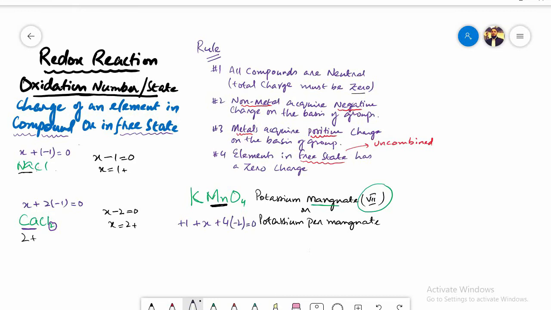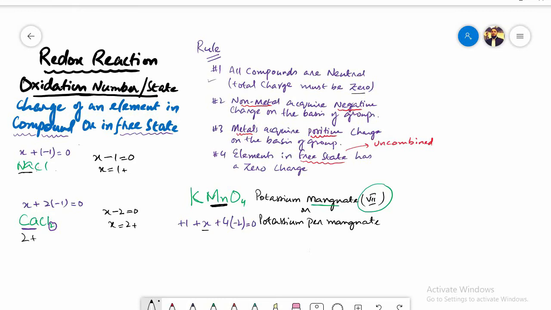I am explaining it again: this plus 1 is for potassium, x is for manganese, and 4 times minus 2 is for oxygen. Since one oxygen acquires a charge of minus 2, the 4 times multiplication must be applied. So the total charge must be equal to 0 according to rule number 1. We have already applied it. Now you need to calculate the value of x in it. That is basically the oxidation state of manganese Mn in the given example.